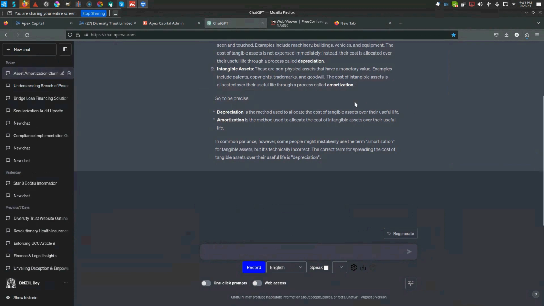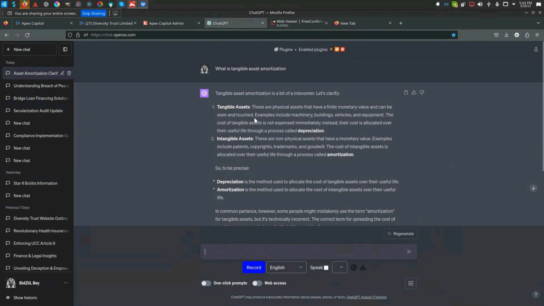All right, which is interesting. Let's look at this, shall we? It says tangible asset amortization is a bit of a misnomer. Let's clarify. Tangible assets are physical assets that have a finite monetary value and can be seen and touched. Examples include machinery, buildings, vehicles, equipment. The cost of tangible assets is not expensed immediately. Instead, the cost is allocated over their useful life through the process called depreciation.